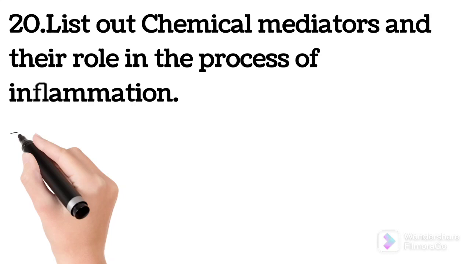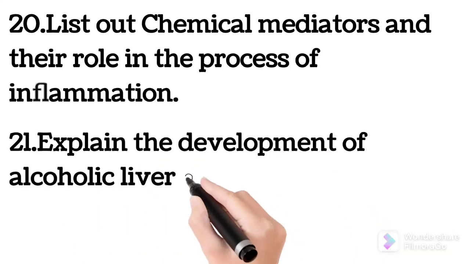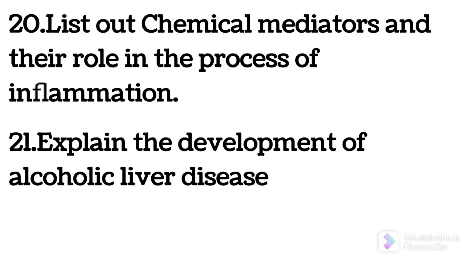List out chemical mediators and their role in the process of inflammation. First you write what is inflammation, types of inflammation, chemical mediators. Very important, chemical mediators. What are the chemical mediators? Which chemicals will cause such type of inflammation?